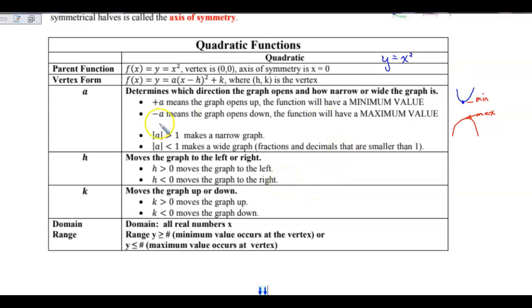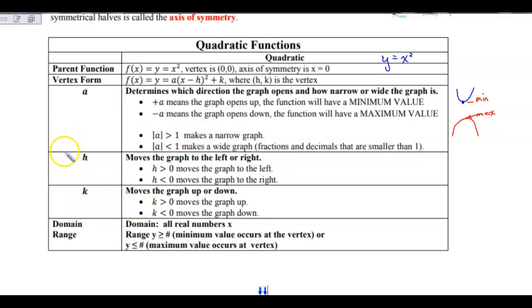Okay? If I have the absolute value of a and it is greater than 1, it makes a narrow graph. If it's got the absolute value of a and it is less than 1, then it's a wide graph. And we'll work on that here in just a little bit.